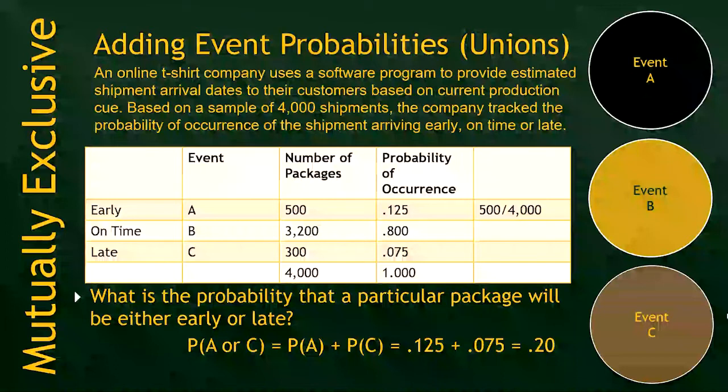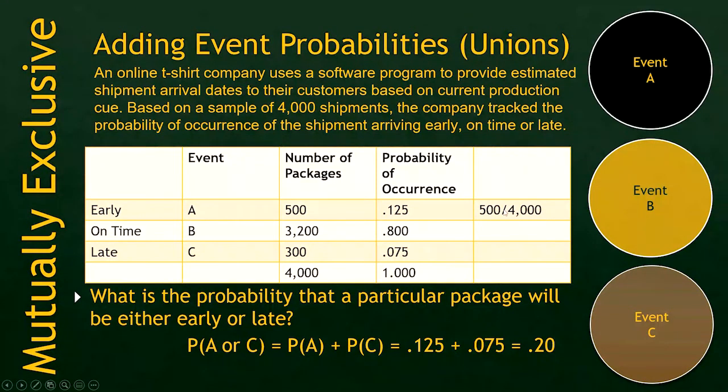So an online t-shirt company uses a software program to provide estimated shipping and arrival dates for their customers based on current production queues. Based on a sample of 4,000 shipments, the company tracked the probability of occurrence of the shipment arriving early, on time, or late. Okay, so looking at this table below, this right here is referred to as a probability distribution.